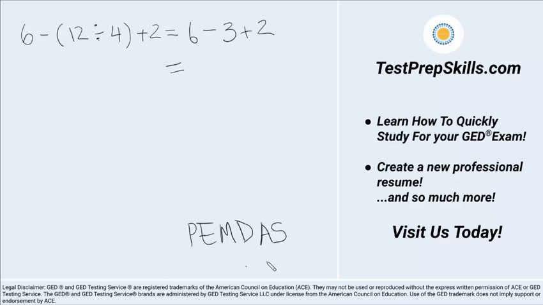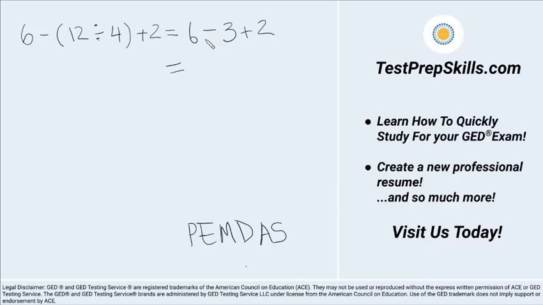Now, this is where sometimes it can get a bit tricky. Addition and subtraction are considered equally. We do them moving from left to right. What that means is, when I'm looking at 6 minus 3 plus 2, I'm not going to, for my first operation, do 3 plus 2. The first thing I'm going to do is 6 minus 3, okay?